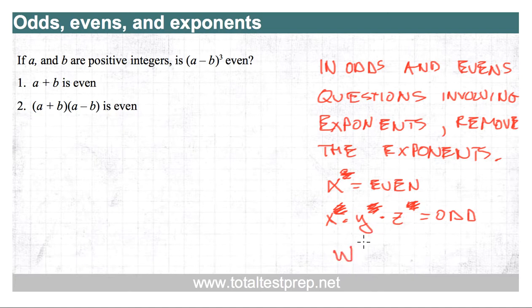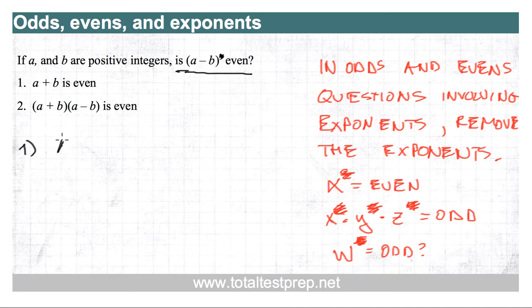Similarly, if you're asked whether, for example, w to the fifth is, let's say, odd, you can remove the exponent and just rephrase the question as, is w odd? This is because exponents don't alter the property of odd and even in any way for any number. So in this question, we're asked, is (a minus b) cubed even? We can get rid of the cube, and really the question then just becomes, is a minus b even? So they're really just asking us about the difference of a and b.